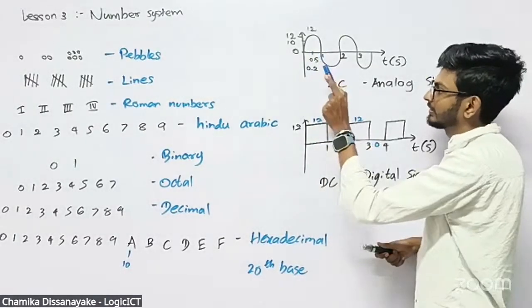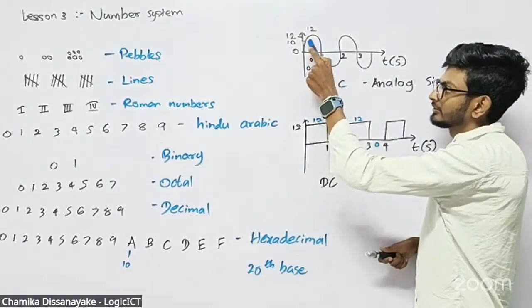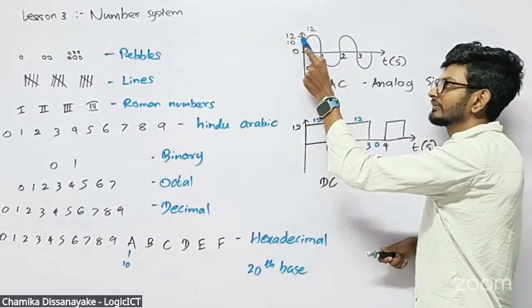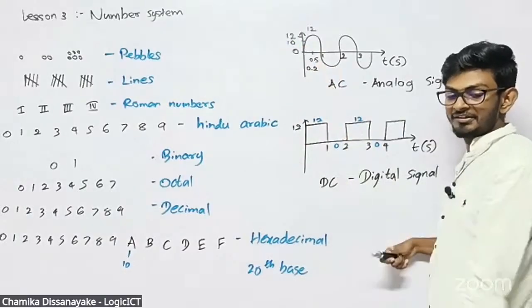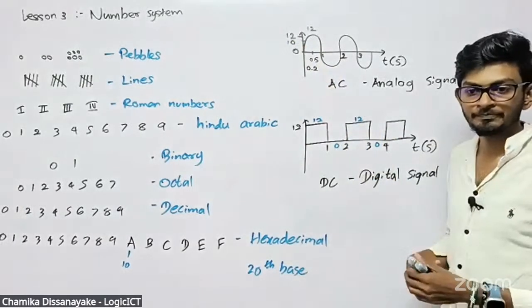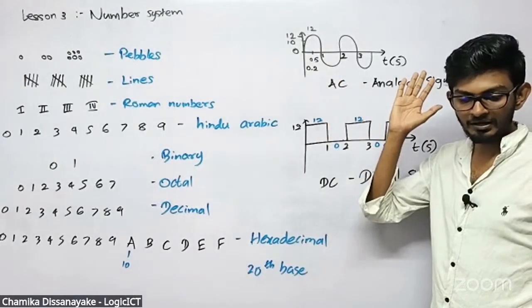But when we come to the AC current, there are several states, no? It can be 10, 11, 11.5, 11.55, likewise. There can be several numbers, no? Did you get that point? Raise your hand if you got that one.